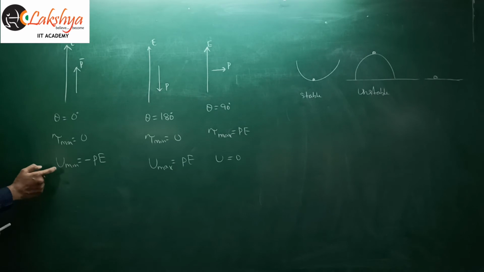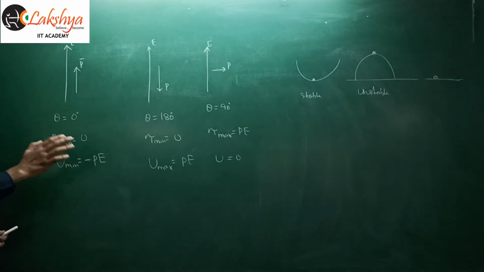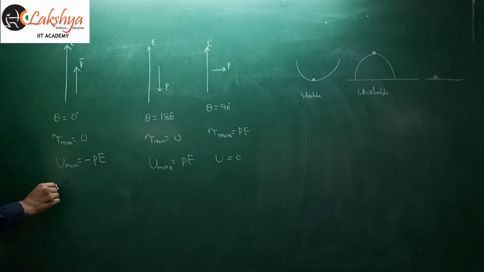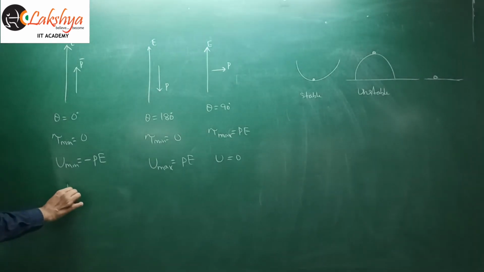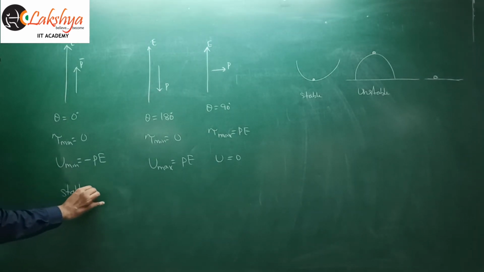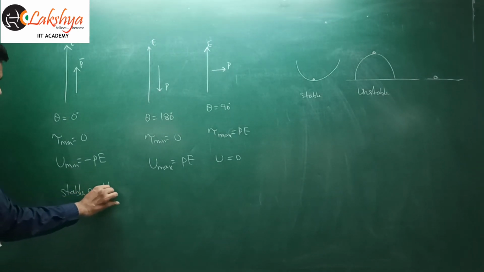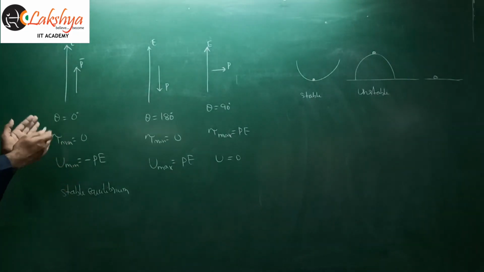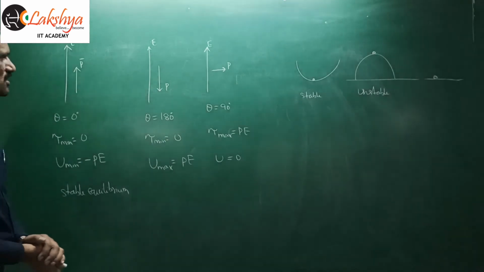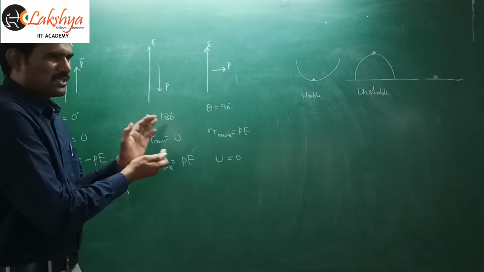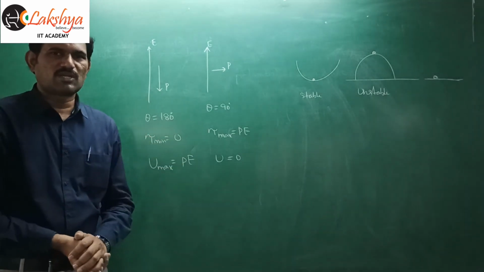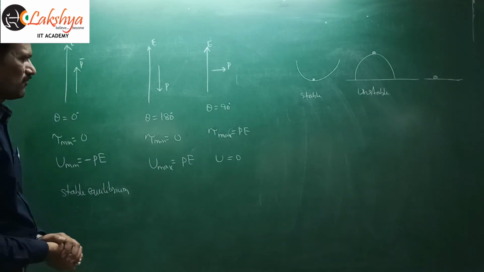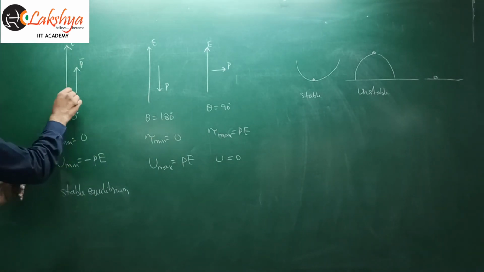So in this case we can say that potential energy is minimum. From that you can decide it is a stable equilibrium, or otherwise we can verify by displacing the dipole slightly. If it comes back to that position, then it is stable equilibrium. If it doesn't come back, that means it moves away from that equilibrium position, then it is unstable equilibrium. We can discuss here.